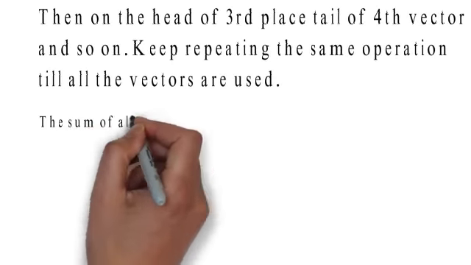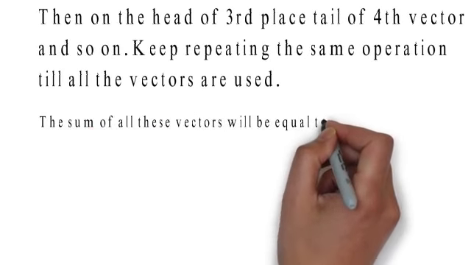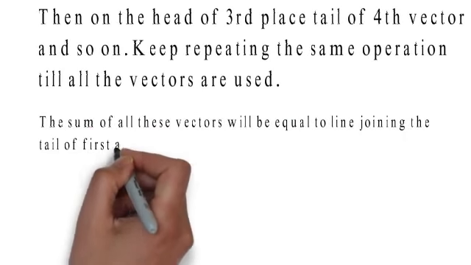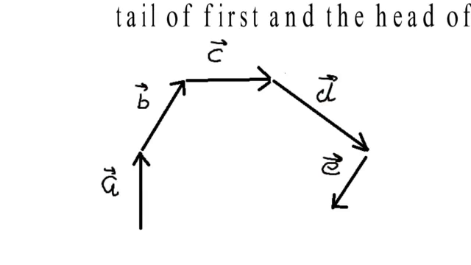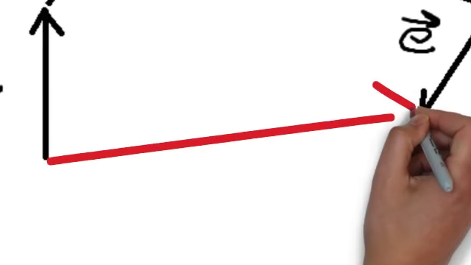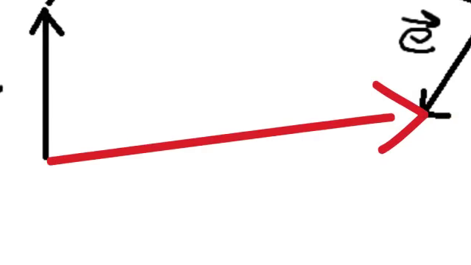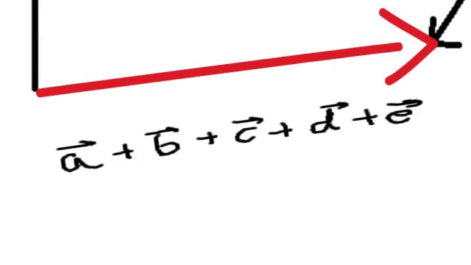The sum of all these vectors will be equal to the line joining the tail of the first and the head of the last. So here we have placed the 5 vectors with head of one on the tail of another. The sum of the 5 vectors is the line joining the tail of the first to the head of the last vector in that direction. Thus this vector is A vector plus B vector plus C vector plus D vector plus E vector.